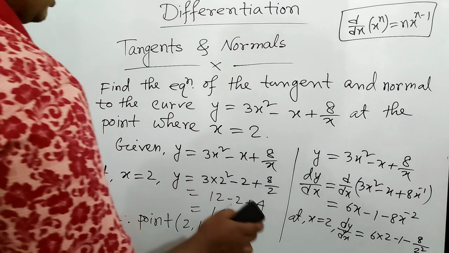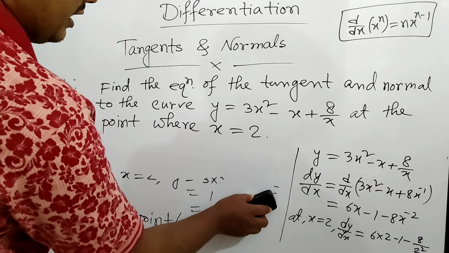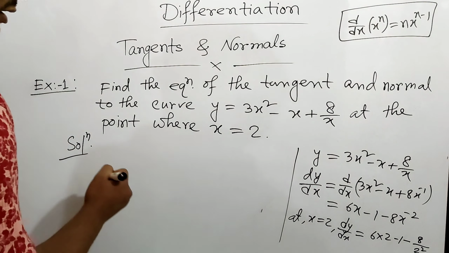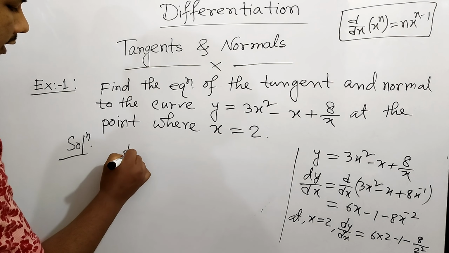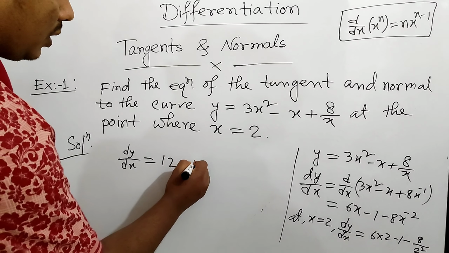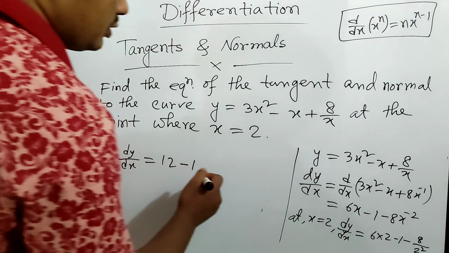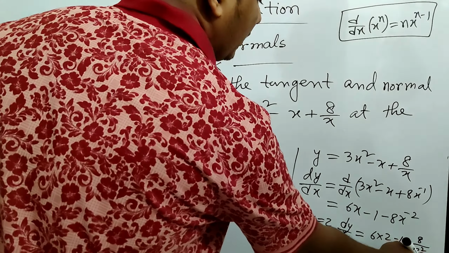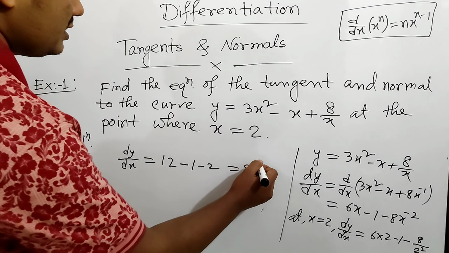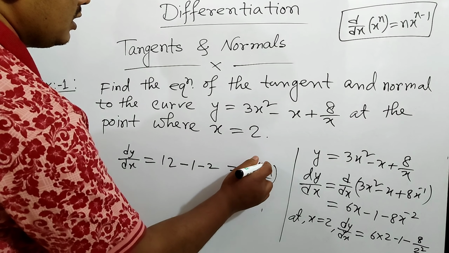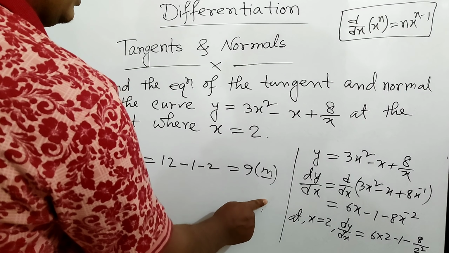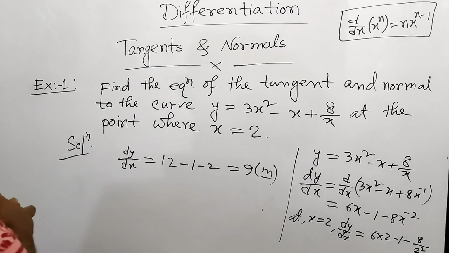Okay, now if we do the rest of the calculation for finding the value of dy/dx, dy/dx equals 6 × 2 is 12, minus 1. If we do the calculation here, it should be 2, because 2² means 4, and if we divide 8 by 4, it should be 2. That means that is 9. So this is the value of m. That means the gradient of this curve at x = 2 is 9. Now it is so easy to find the equation of the tangent and the normal.